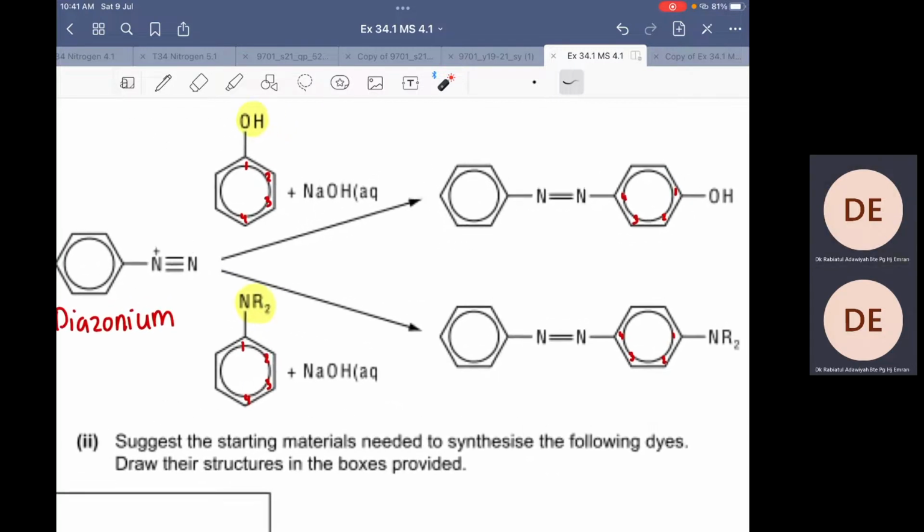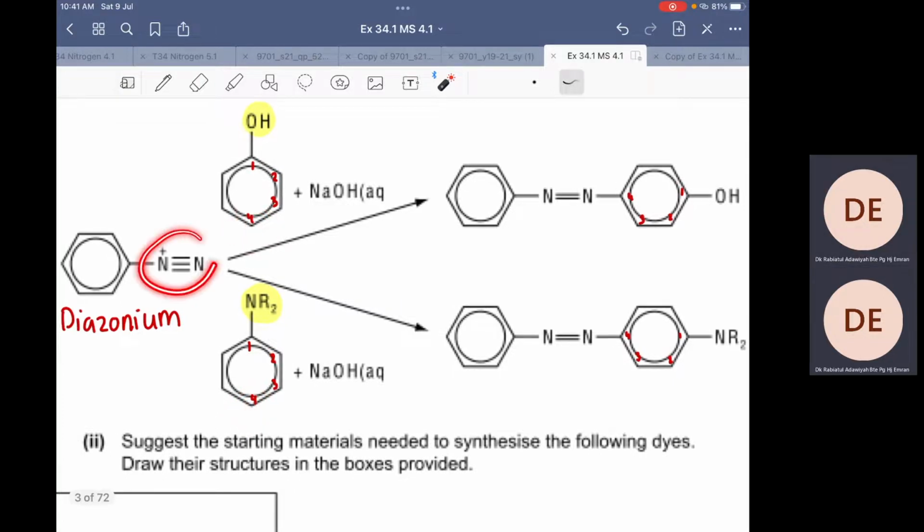So anything that contains a hydroxy group on a ring, or an amine group on a ring, the diazonium ion will attach itself onto position number 4. Another thing that I want to point out is that the diazonium ion, which started with a triple bond, now has a double bond only. Okay?